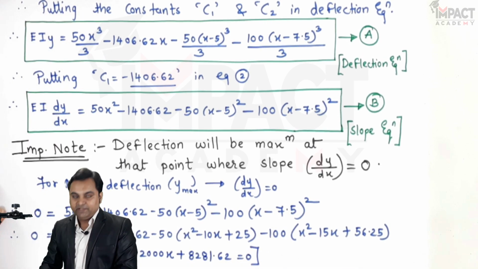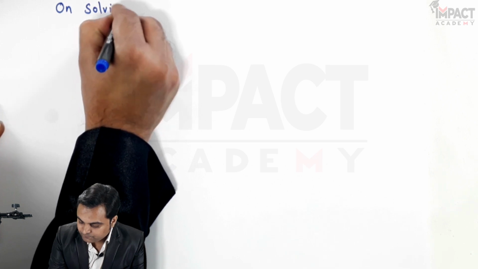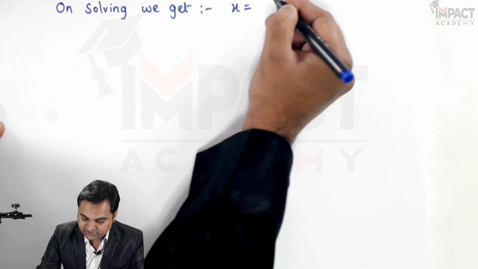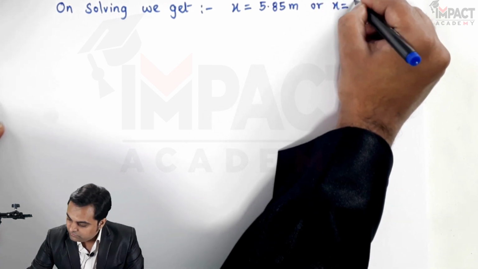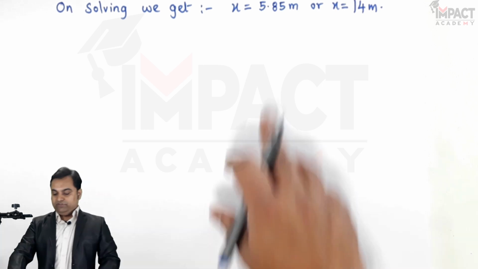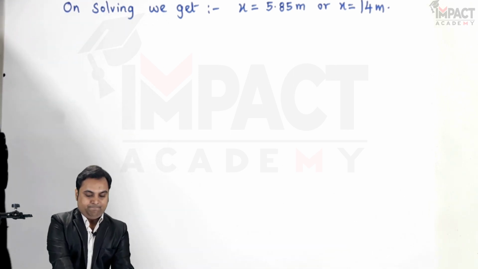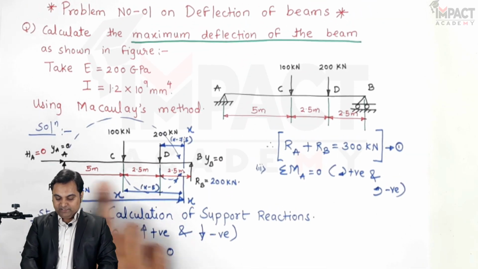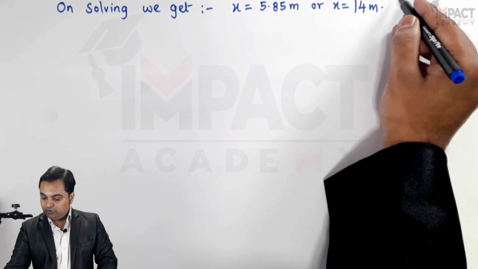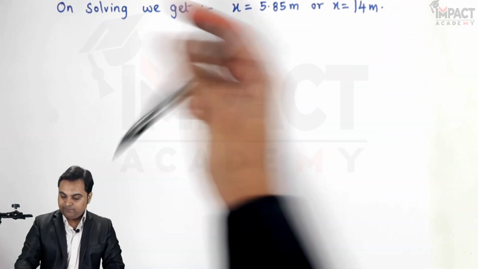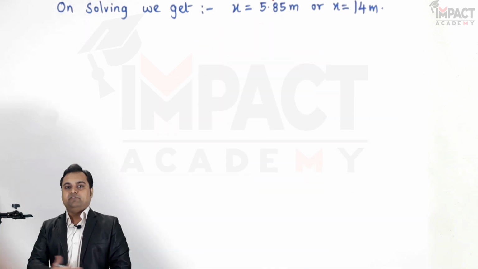So here I am getting a quadratic equation, and that would give me two answers. So on solving this equation, we get first x is equal to 5.85 meter, or the second value is 14 meter. Now I have to check out of these two values which one is the correct answer. For that I'll just look into the beam which is given. The total length of the beam is 10 meter, so the answer of x cannot be 14 meter. It means this 14 we are not going to consider, but the correct answer here is 5.85 meter because this exists within the beam.